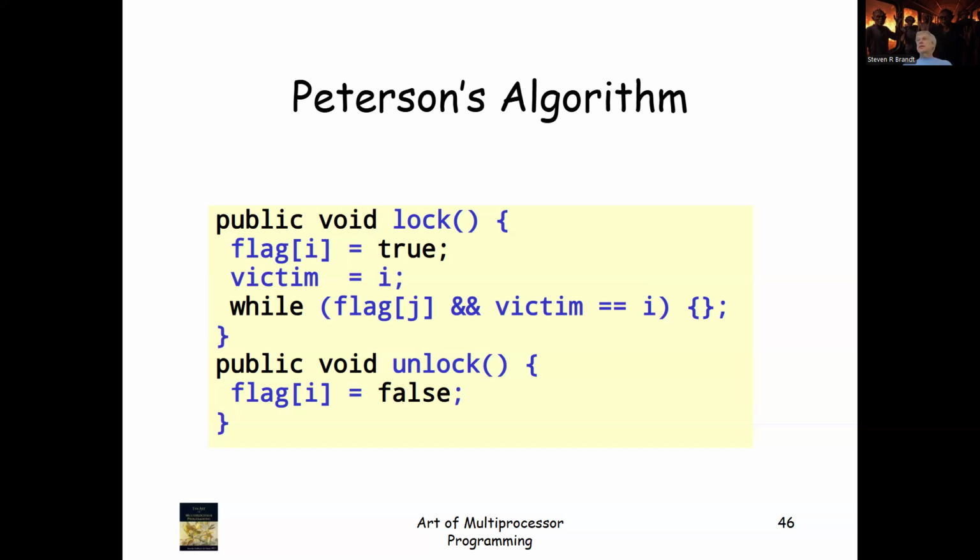Now, if two threads come in at the same time, they both set their flags to true. Then whoever sets the victim last, right? Whoever sets the victim last is the one that's going to spin, but only one will get in. So this is going to work, and this is called Peterson's lock.